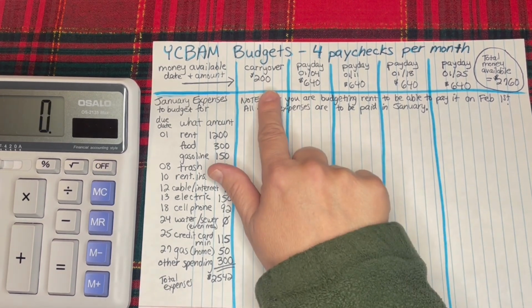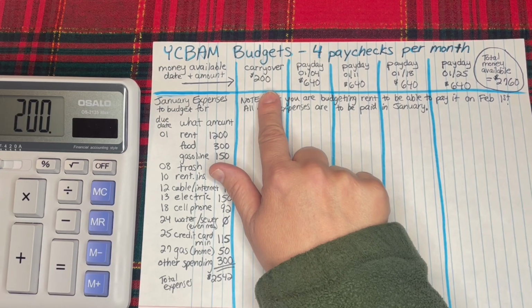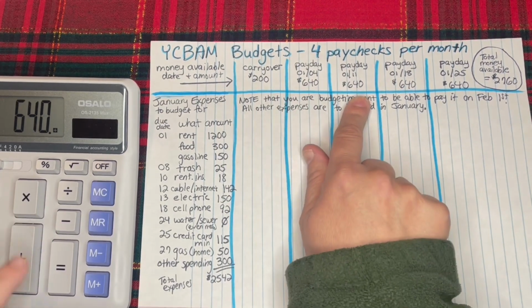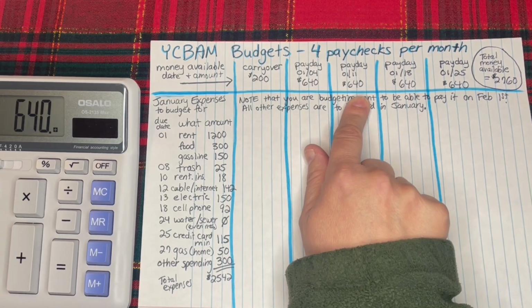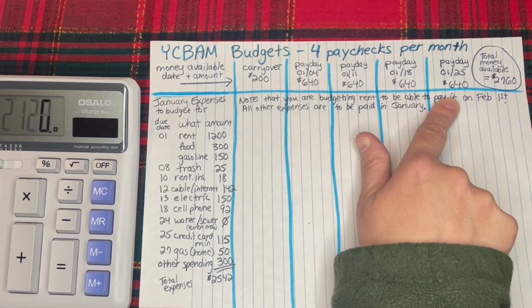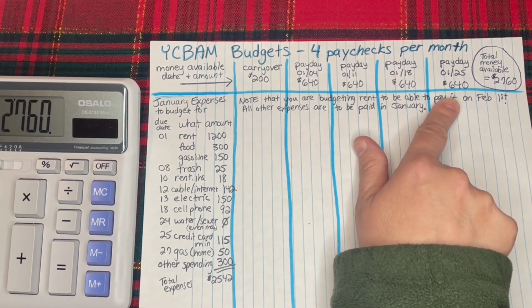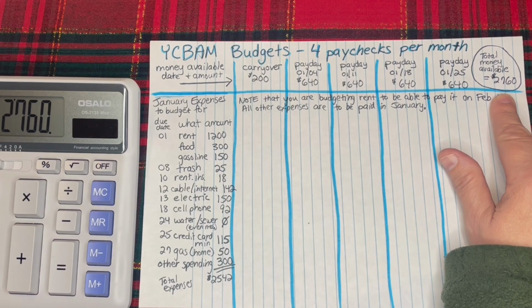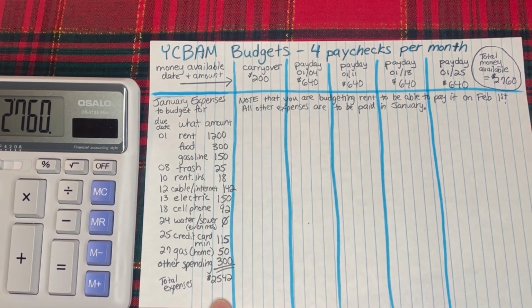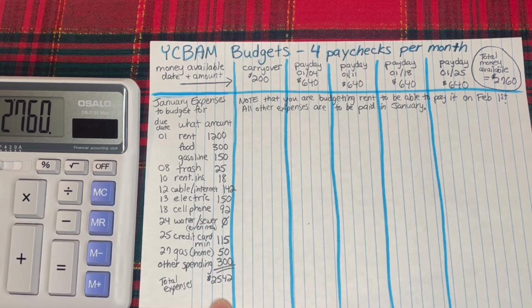And you can see here that you're going to have $200 carryover plus $640 in the first paycheck plus $640 plus $640 plus $640. And that equals $2,760. And then the expenses are exactly the same as the ones that we did on the previous sheet for the 2 paychecks per month.